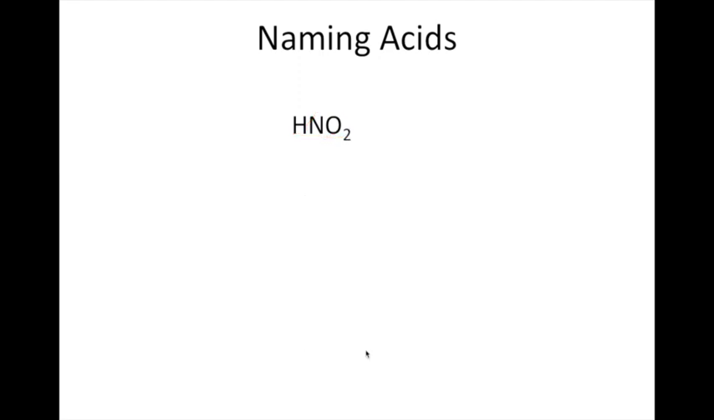Let's look at a second one. Here we have HNO2. Again, we recognize that this is an acid because it starts with the H plus ion and then ends with a polyatomic anion, so this is an oxoacid. And our polyatomic anion, we need to recognize, is the nitrite ion. Now our rule tells us if our polyatomic anion ends in ite, then we change that ending to ous. So instead of nitrite, we would call this nitrous acid.